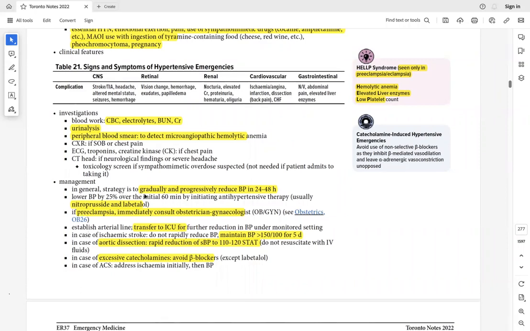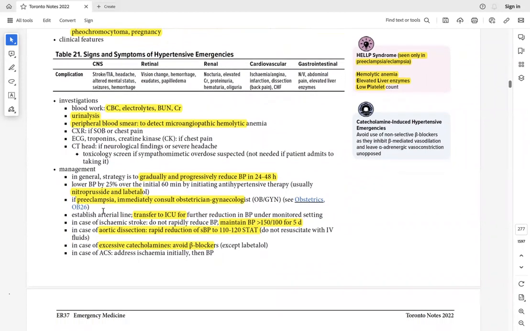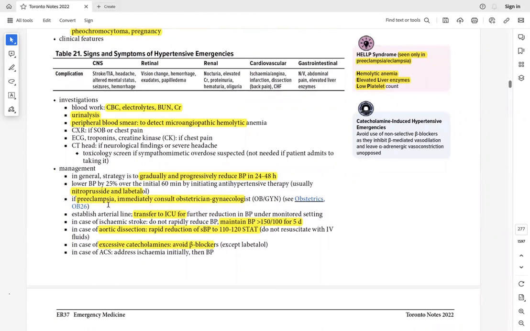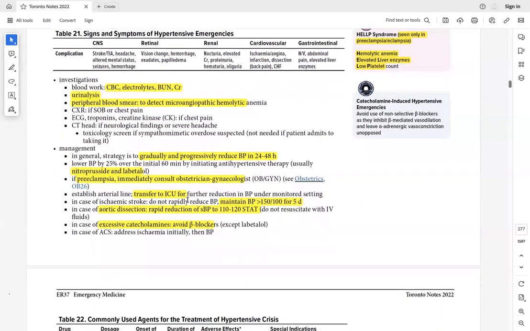Generally, the strategy is to gradually and progressively reduce BP over 24 to 48 hours. Initial therapy is labetalol and nitroprusside. In preeclampsia, stabilize the patient as we discussed, with obstetrical consultation. If there is some other cause, like aortic dissection, then reduce the BP, along with a surgical consultation.